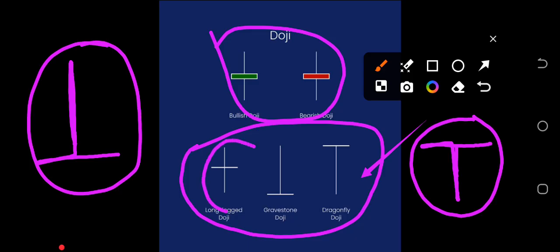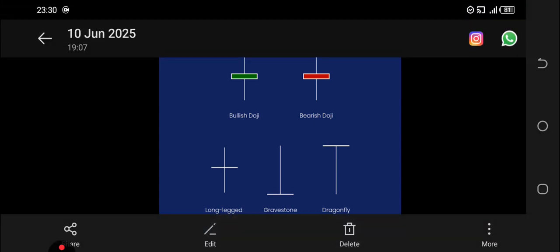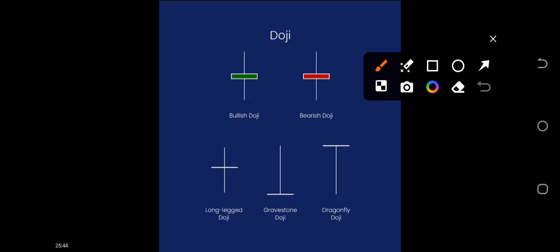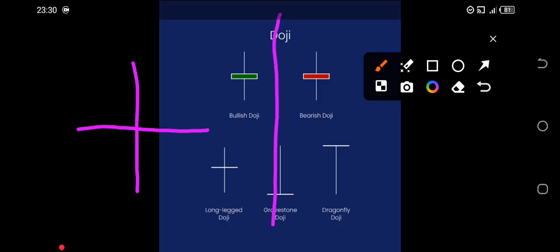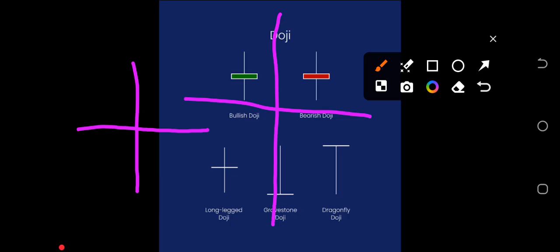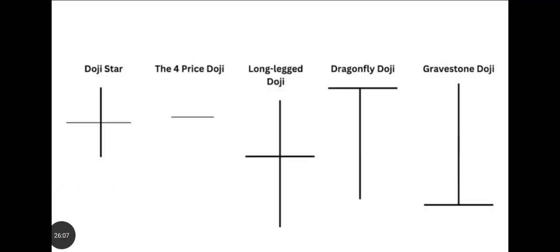This is a long-legged doji, a doji candlestick that appears like this. It appears something like this. We call it a long-legged doji. It may appear longer, it depends on the volatility at that time in the market. You can see other examples of different types of doji candlesticks in the market.